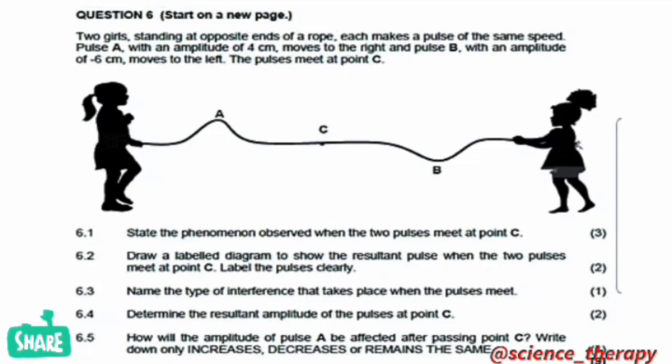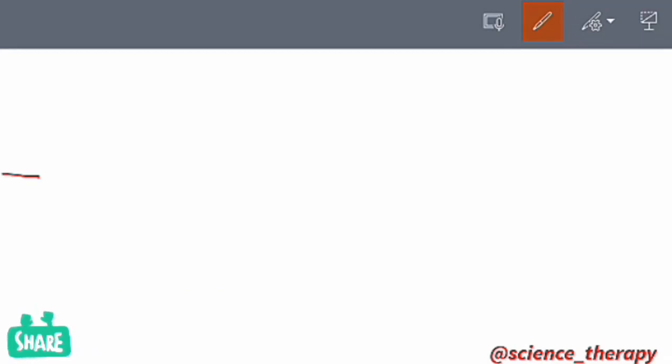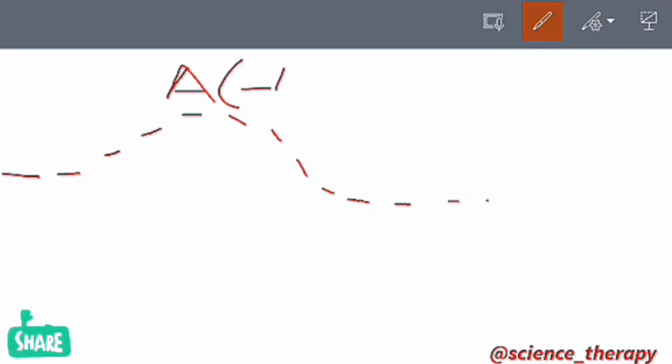Now 6.2 says, draw a labeled diagram to show the resultant pulse when the two pulses meet at point C. Label the pulses clearly. Now let's see what we have got here. We have pulse A. Let's indicate that with the broken line. This is pulse A making an amplitude of positive 4 centimeter. Then it's moving that way.